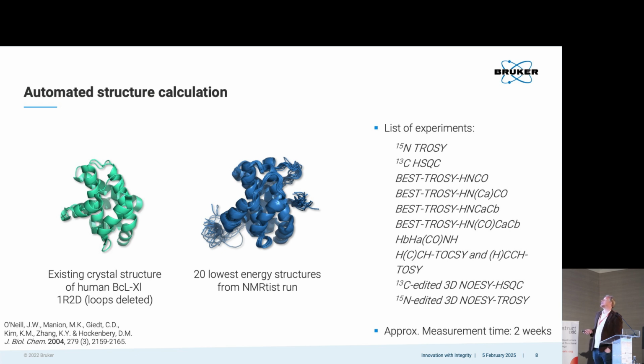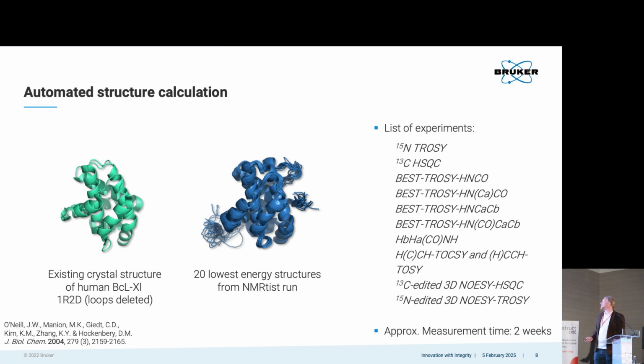What you can see here on the right-hand side is the overlay of the 20 lowest energy structures from the NMR test run, and on the left-hand side, you can see the crystal structure of not the exact same construct. The amino acid sequence was not 100% identical. Also, of course, some of the loops are missing, but we were pretty happy with that, and this is exactly what was expected to come out of something like this.